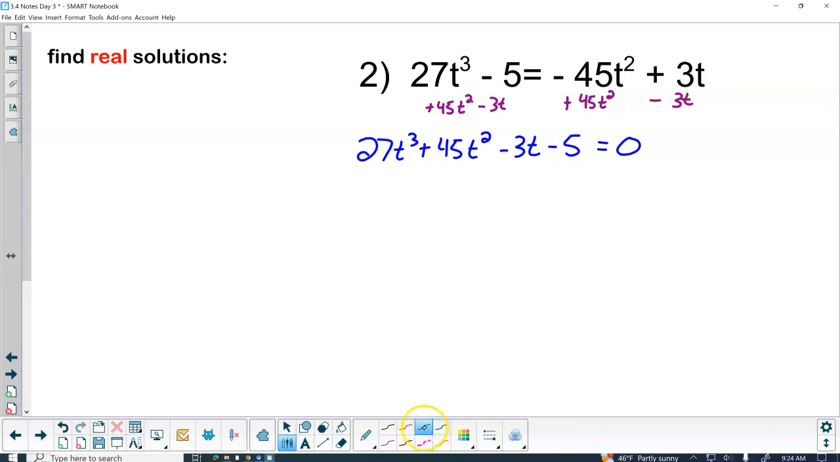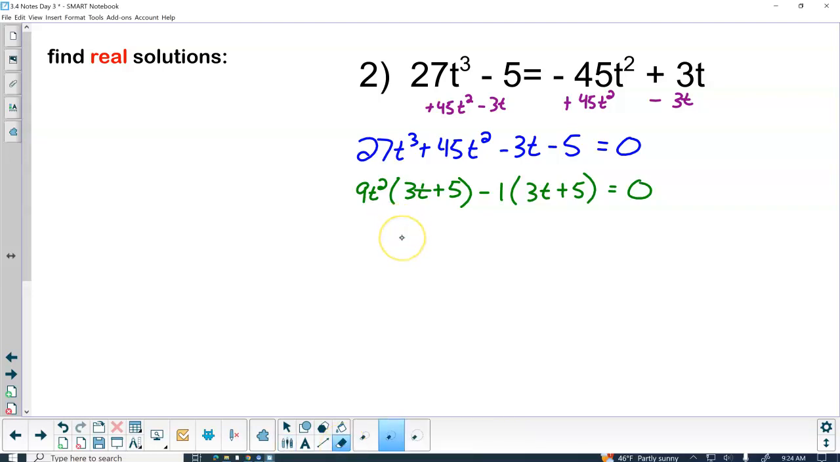Grouping, right? 9t squared leaves me with 3t plus 5. And then on this one, it's going to be a minus 1. And that's going to be a 3t plus 5. Then it's going to be 3t plus 5 and 9t squared minus 1.